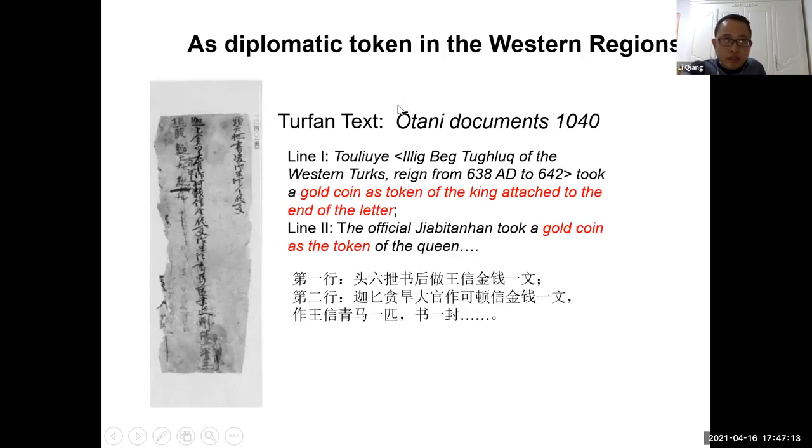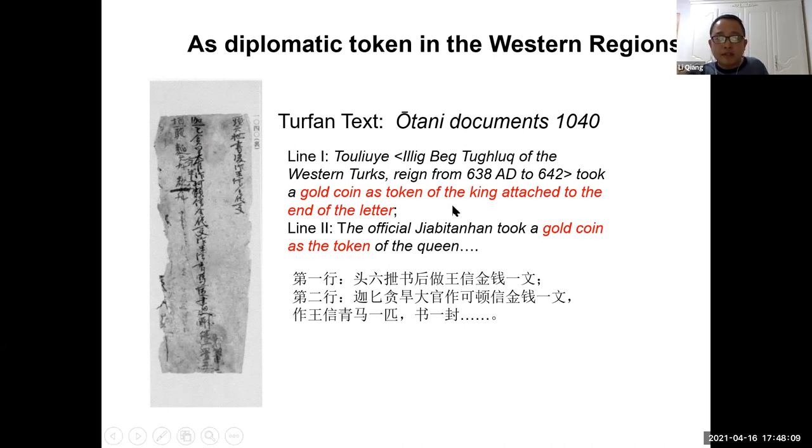And here, in a document found in Xinjiang province, a Turfan text mentioned that a gold coin was attached as a token of the king at the end of the letter from the West Turks. So this text mentioned a gold coin was given as a gift from the Western Turks to a state called Gaochang in the Western region, which at that time did not belong to China. Since during this period in West China and Central Asia no gold coins were cast, this gold coin was believed to be the solidus.